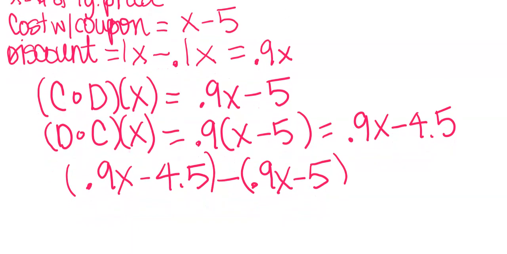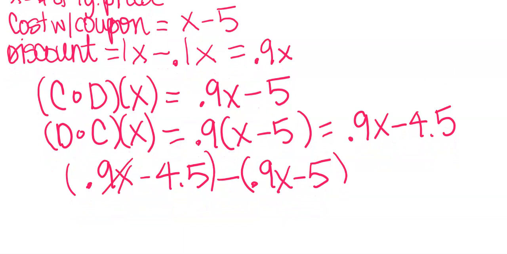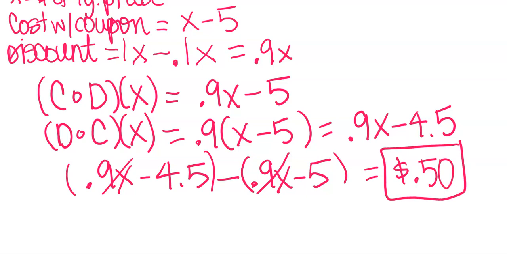So it's going to be 0.9x minus 0.9x. Those are going to cancel. And then you get negative $4.50 plus $5. So this would actually end up being 50 cents, which in the grand scheme of life is not a super big deal. But if you're a couponer, it is a big deal. 50 cents is 50 cents. So you would save 50 cents if they did the coupon first versus the discount first.